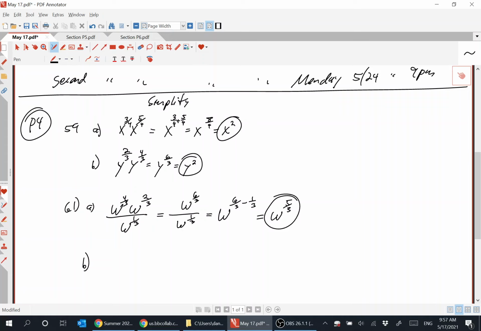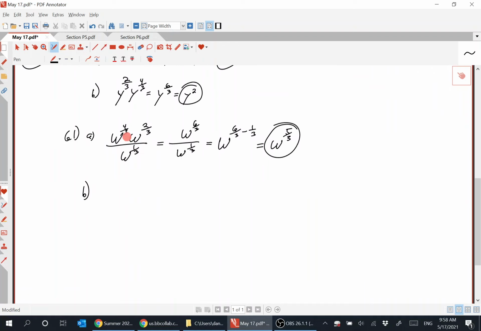I don't know why they insist on using the same denominator in all of these, but that's what they're doing.